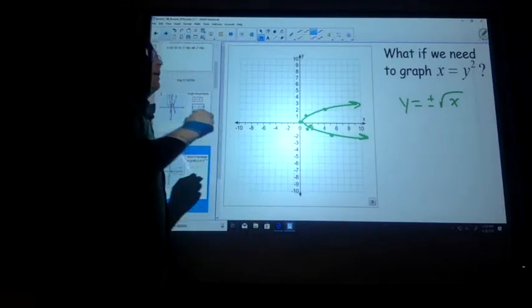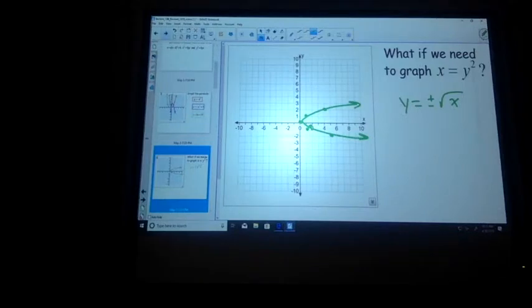Now, one thing to note. A sideways parabola is no longer a function because it doesn't pass the vertical line test. And that's okay. I mean, you can have graphs that aren't functions. Remember, a function means the domain doesn't repeat. The domain here repeats because of the vertical line test: if we drew a vertical line, it would cross it twice.